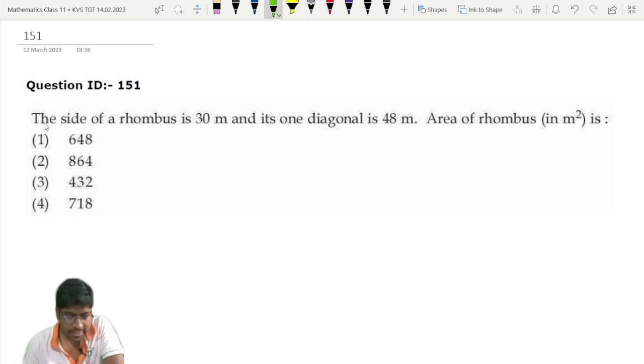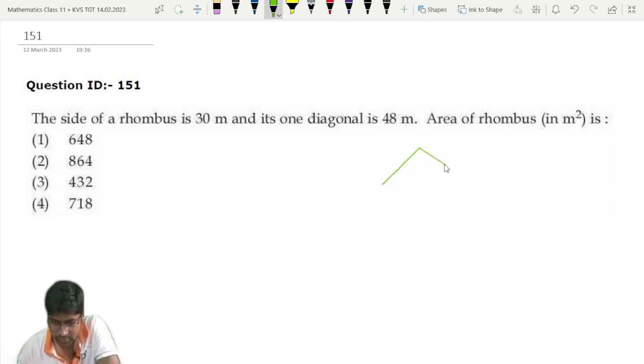So here they are telling that the side of a rhombus is 30 meter and its one diagonal is 48 meter. The area of the rhombus is what? So we have to find the area of the rhombus. So what can we do then? In a rhombus, what do we know?